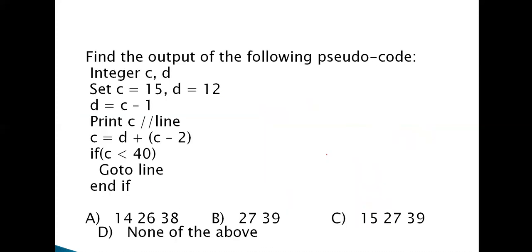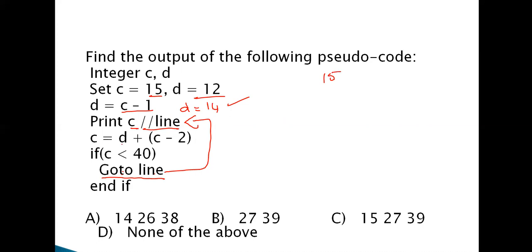Now, the last example, C is equal to 15, D is equal to 10, 12. So first, what we are doing, D is equal to C minus 1. D value is equal to 14. Next, print C. Here this is a label and this is called go to statement, go to line. Whenever we write go to line, we are moving to the line statement. So first, D is equal to C minus 1, D value becomes 14. Print C prints the value of C. Value of C is 15, right?